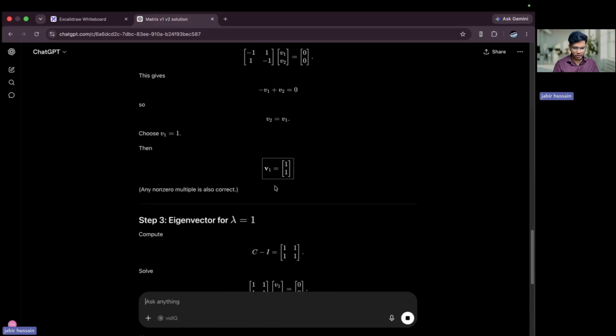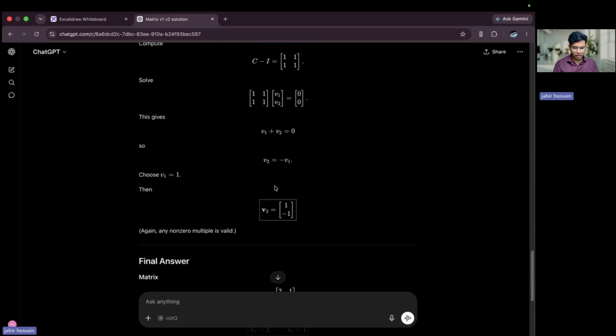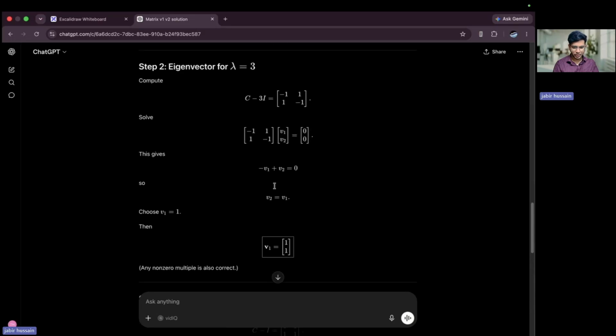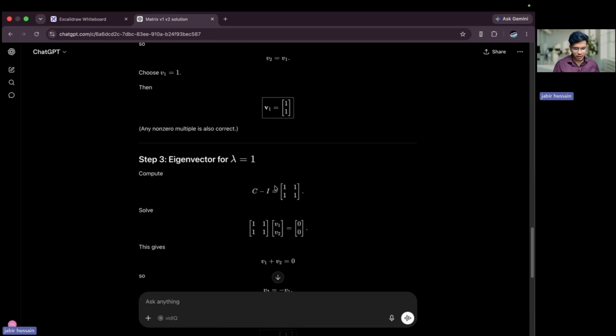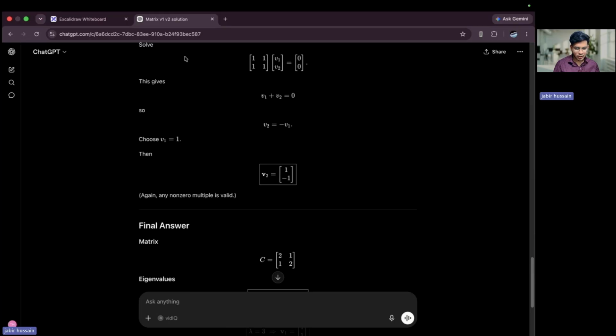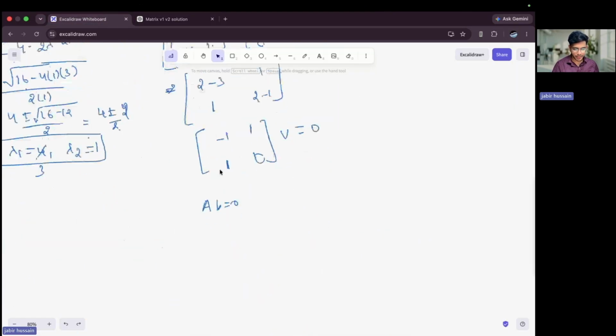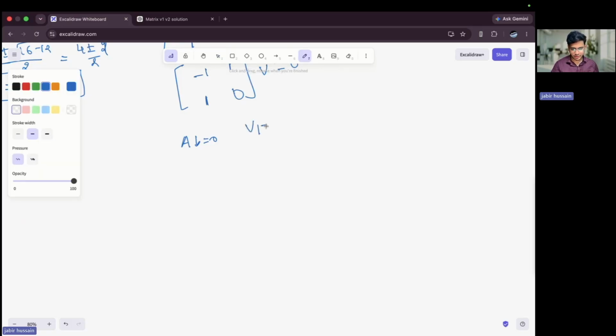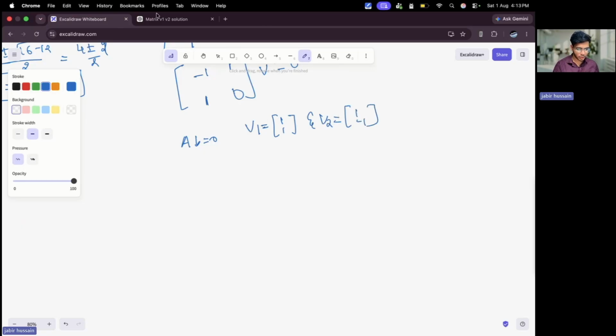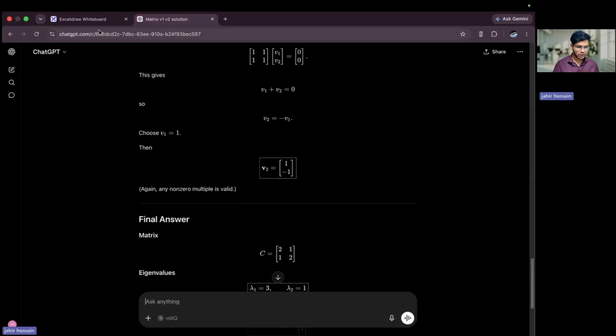So 3 comma 1, 1 comma 1, and yes. So here, v1 is equal to 1 comma 1 and v2 is equal to 1 comma minus 1. Okay, so you got the matrix as v1 is equal to 1 comma 1 and v2 is equal to 1 comma minus 1. So you got the matrix. I hope it is correct. Let's see. Yeah, so we got the matrix now.